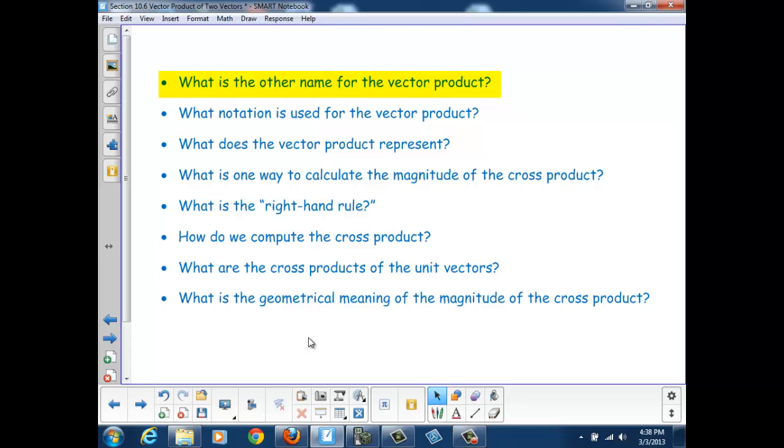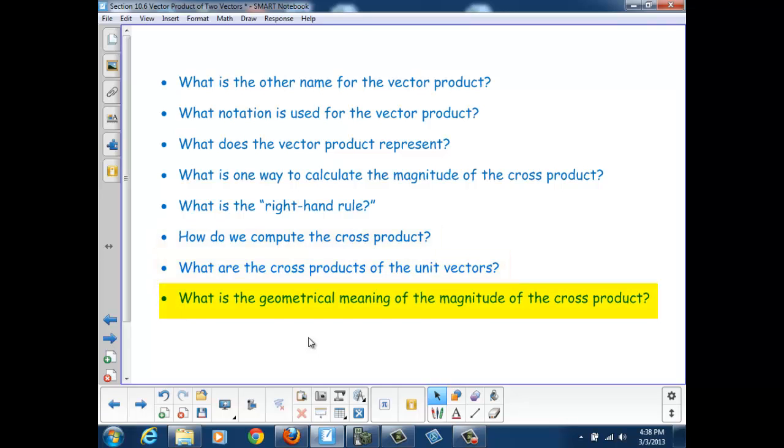What is the other name for the vector product? What notation is used for the vector product? What does the vector product represent? What is one way to calculate the magnitude of the cross product? What is the right-hand rule? How do we compute the cross product? What are the cross products of the unit vectors? And what is the geometrical meaning of the magnitude of the cross product?